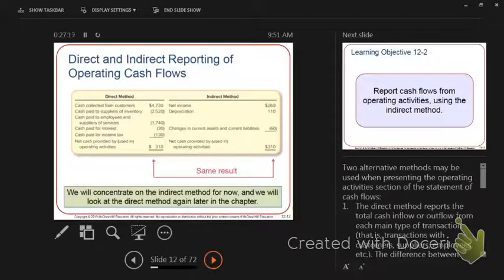You don't have any money. And if you don't have any cash, you can't go do anything. And then what happens if you don't collect any of your accounts receivable? You're broke. You're broke, all right?